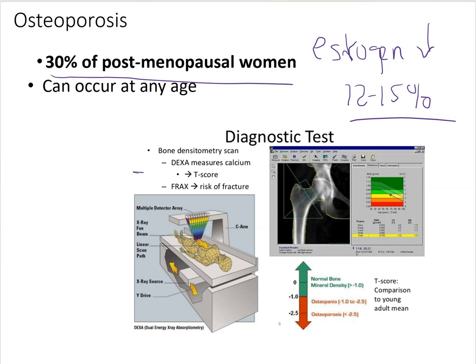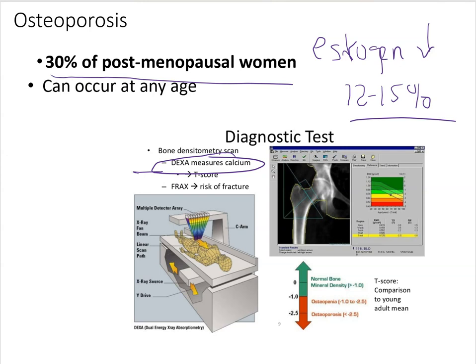Now, the test that you can do is called a DEXA scan, and a DEXA scan is kind of like a special x-ray and it's done to assess bone density. So it's good to have done if you're at risk of osteoporosis, and you can kind of have it done and keep track of it.